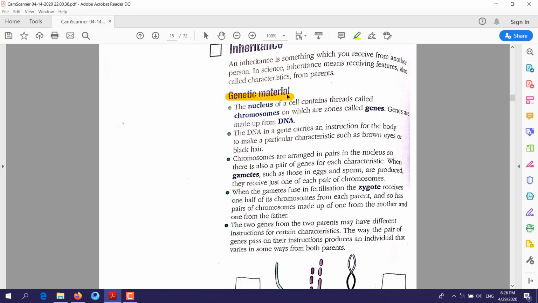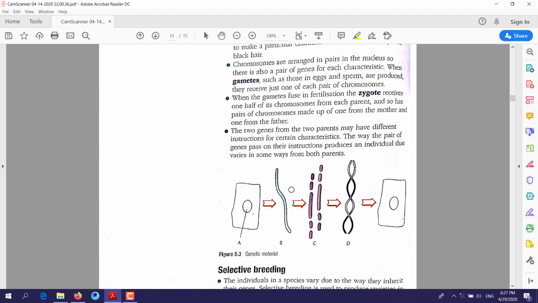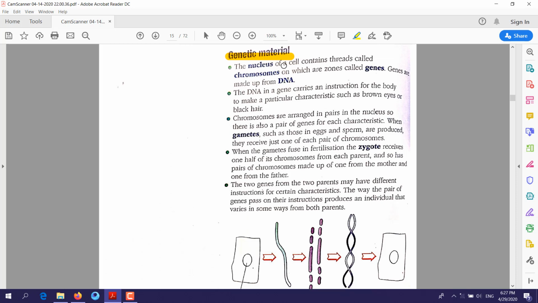What do you mean by genetic material? Genetic material, we mean by it, in our cells, there is a nucleus. This nucleus contains chromosomes, okay? These chromosomes contain genes, and these genes are made up of DNA. So, you should be able to explain the structure of a chromosome, okay?